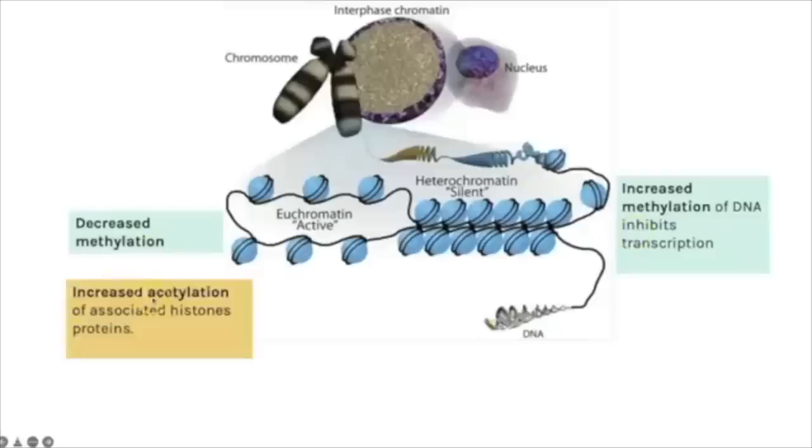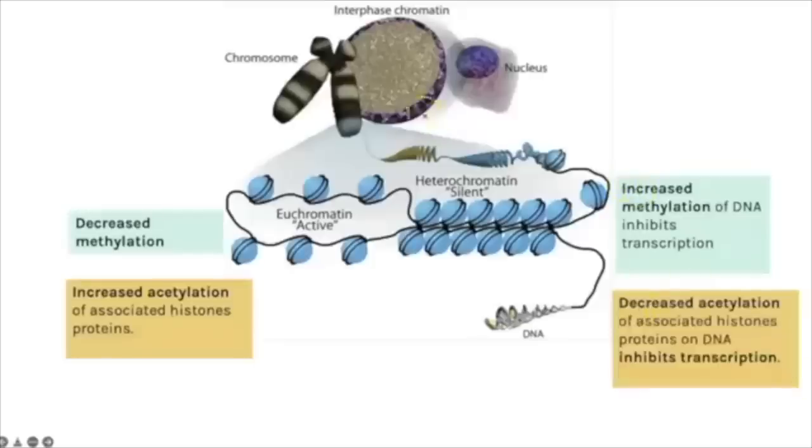If you have increased acetylation of associated histone proteins, again, that would result in the less tightly coiled active euchromatin, so transcription can occur. But if you have decreased acetylation, you have heterochromatin, which is when all of the DNA and histones are tightly coiled, so the transcription factors cannot bind, and therefore transcription is inhibited.